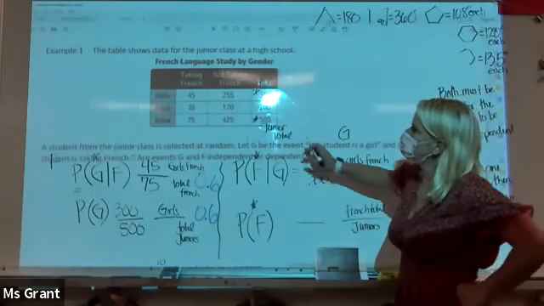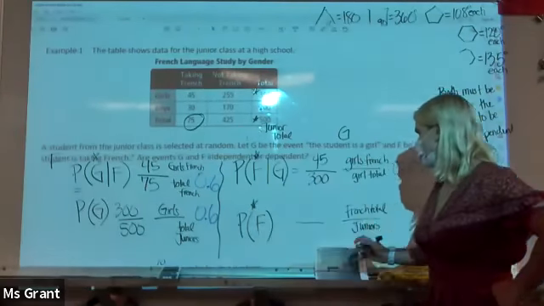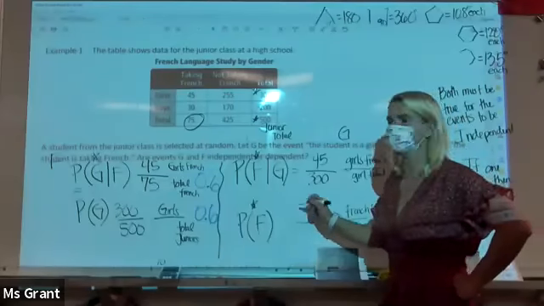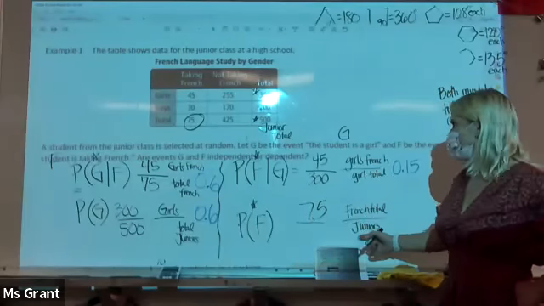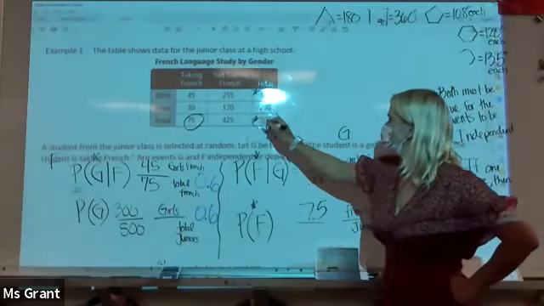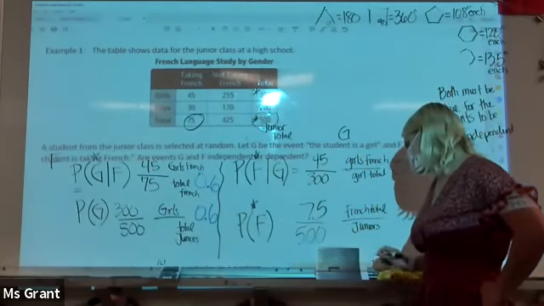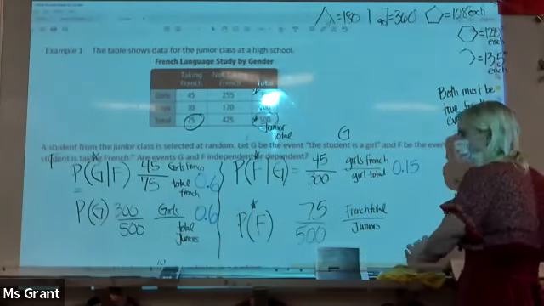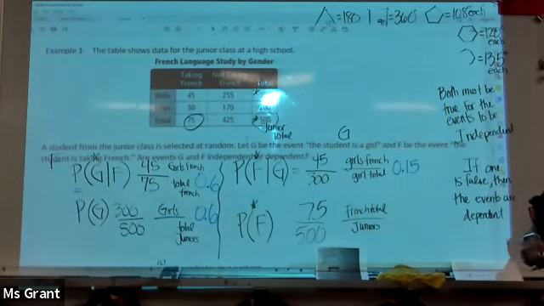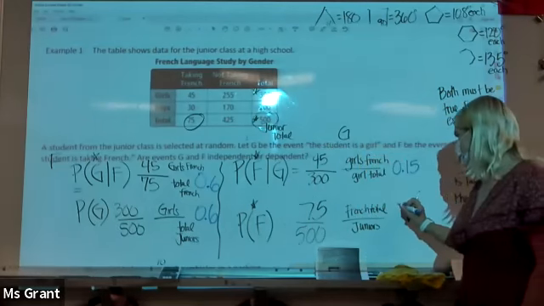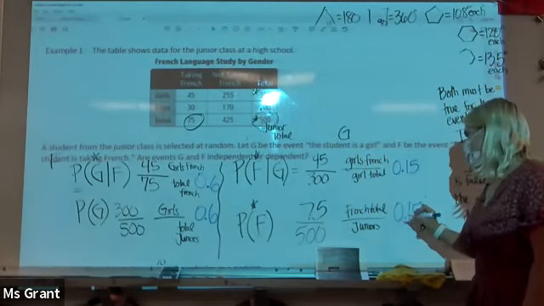French total, 75. So I'm not caring about male, female right now. All juniors total, 500. Is this the same decimal? 75 divided by 500. It is. We're simply dividing in our calculators.